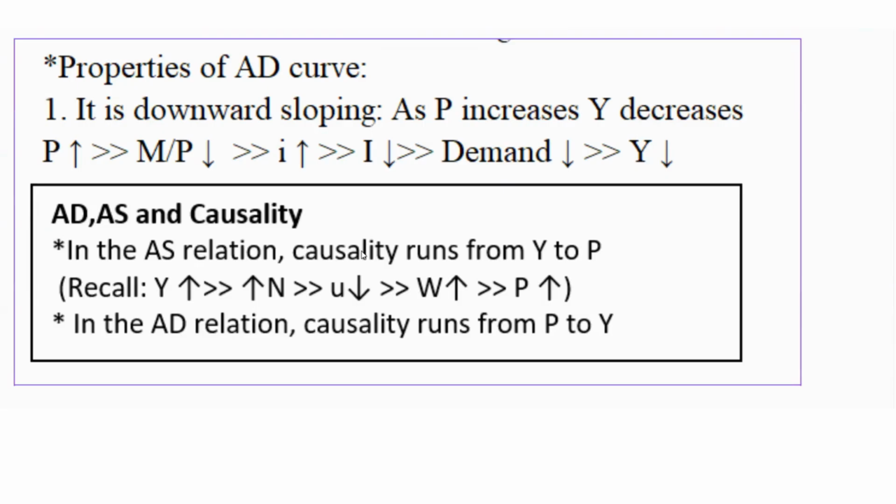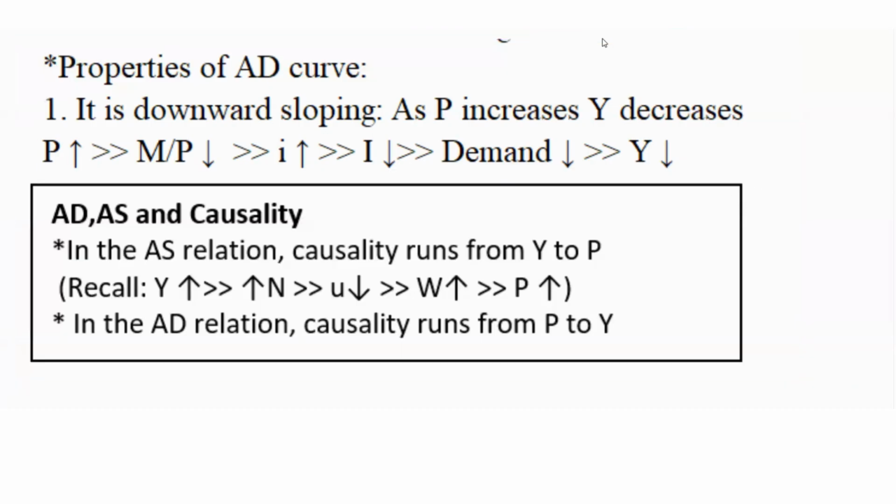In our AD-AS model in the text, in the AS relation, the causality is going from Y to P, and in the AD relation, the causality is going from P to Y. And behind the AS relation, the mechanism is coming through the WS-PS model, and behind the AD relation, the mechanism is coming from our IS-LM model.